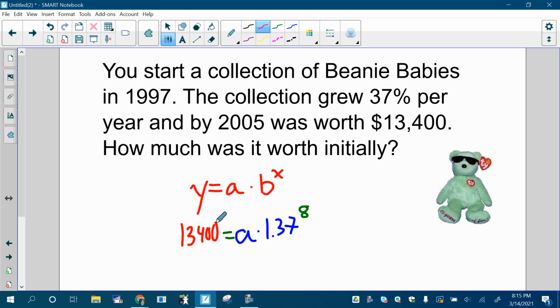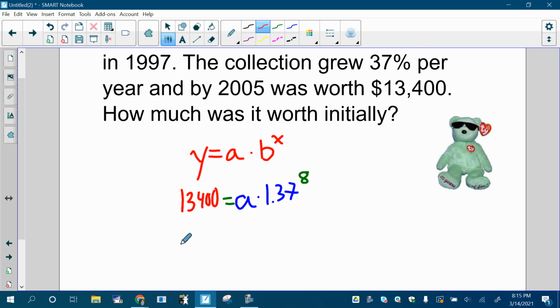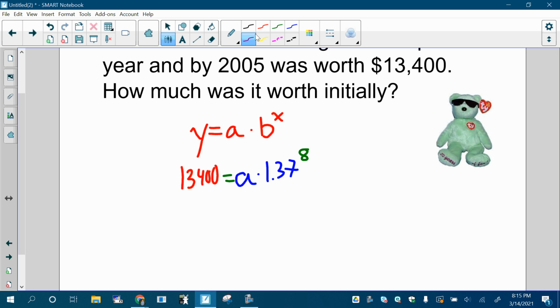Now, unlike the problems where we're solving for the exponents, which are tricky, involving logarithms, and we didn't go over that in this class, this problem we can totally solve algebraically. Okay? Pay close attention here. This entire part is a number. Go to your calculator. Type that in, 1.37 to the 8th power. You get out a number. So then the equation you're left with is 13,400 equals A times a number.